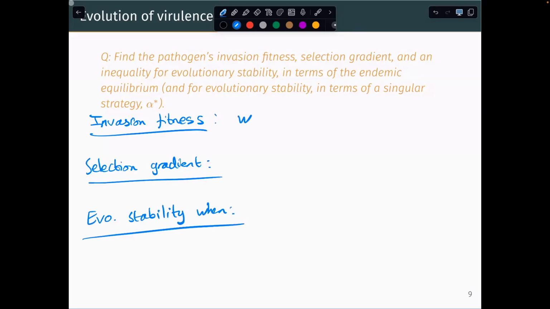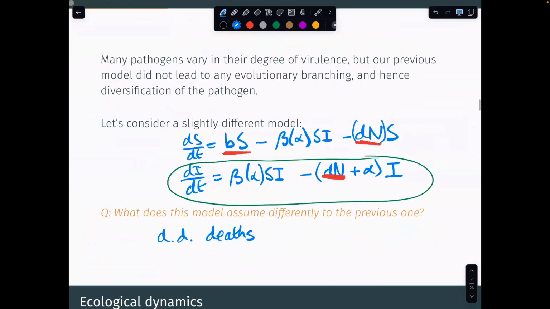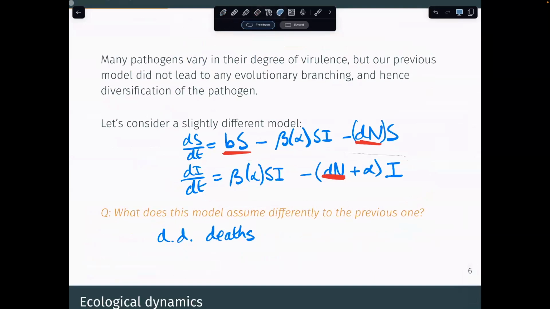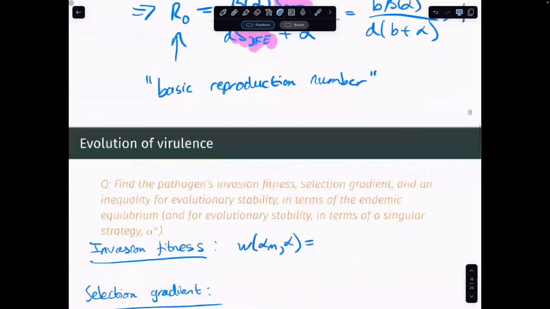Okay, so your invasion fitness is going to be a function of alpha M, our mutant virulence, and our resident virulence. Remember, for our invasion fitness, all we need to do is look at this equation here, which is our equation for our infected class. We don't have to do the next generation method or anything here because we've just got one equation describing the growth of our mutant trait. So I'm just going to copy this.